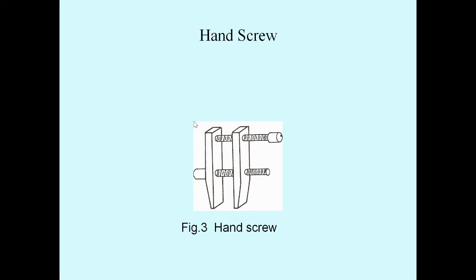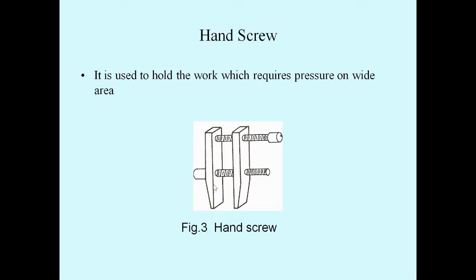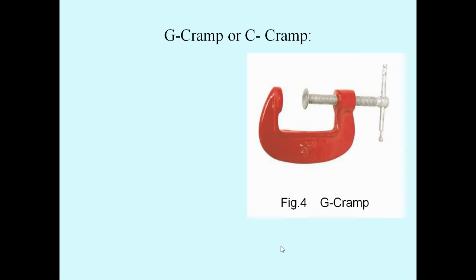Next one is the hand screw. This is a diagram of a hand screw, and it is used to hold work which requires pressure over a wide area. Next one is the G clamp or C clamp. You can see the diagram here. Mostly it is called a G clamp. It is used for holding small work on the bench.